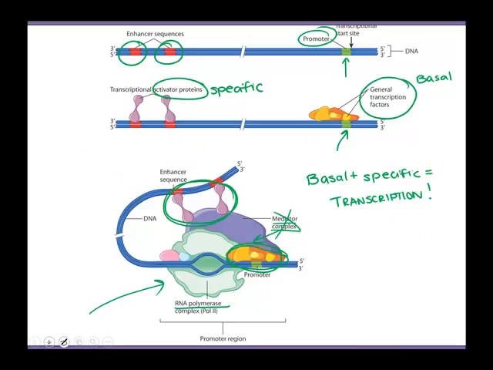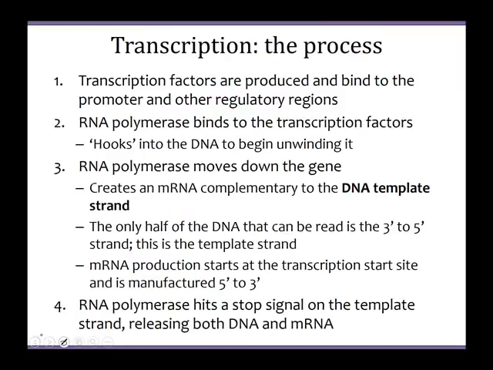Okay, so we've got this set up. Now we know that we need both basal and specific transcription factors to attract our RNA polymerase and get transcription going. Alright, so that's step 1 and 2 that we just covered right here. Transcription factors are produced, they bind to the promoter and other regulatory regions, and then RNA polymerase will bind to the transcription factors. And here's the cool thing about RNA polymerase. By himself, he is able to untwist DNA, he's able to read DNA. We don't need helicase, we don't need topoisomerase, none of that other nonsense that we needed in DNA replication.